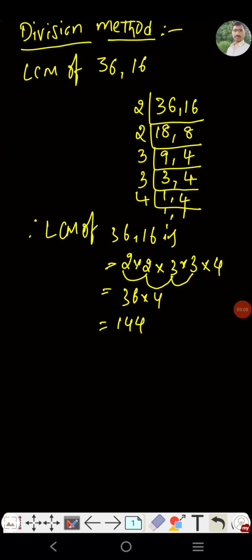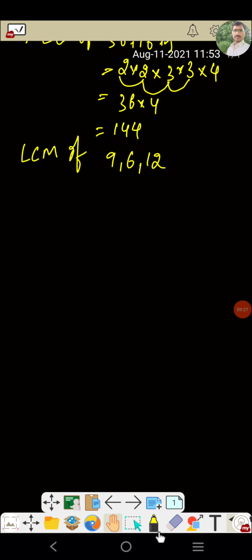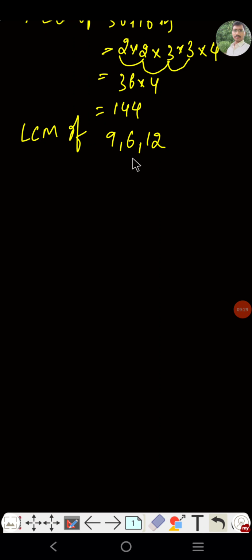Is it clear? Next, take one more example. Find the LCM of 9 comma 6 comma 12. 3 numbers. How to find the LCM of 3 numbers in the division method? Now see here. Write down 9, 6, 12. All are multiples of 3 only, right? So directly take 3 here.